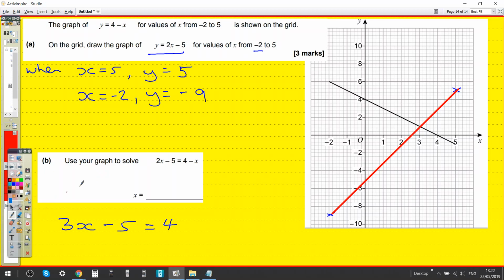And now we want to plus the 5. So that'll be 3x equals 9. And of course 9 divided by 3 is, x is going to be 3 basically. That's it. And so that's good revision for solving algebra questions. Why does it say use your graph? So use your graph to solve.